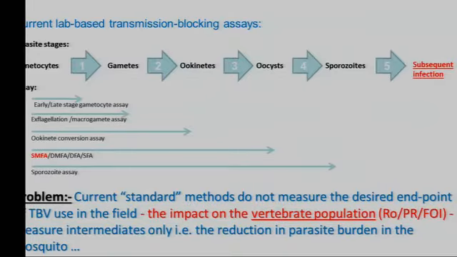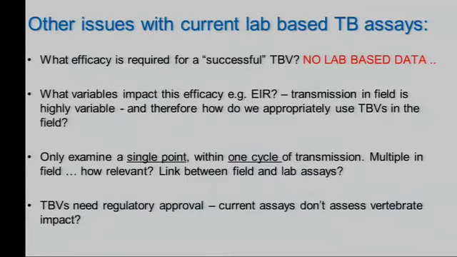That's not the only problem with the assays we've got at the moment. The other issue is they don't really inform us what efficacy is required for a successful transmission blocking vaccine. To put it very bluntly, we still don't really know what a successful transmission blocking vaccine looks like, and our assays don't really provide us with any information regarding this.